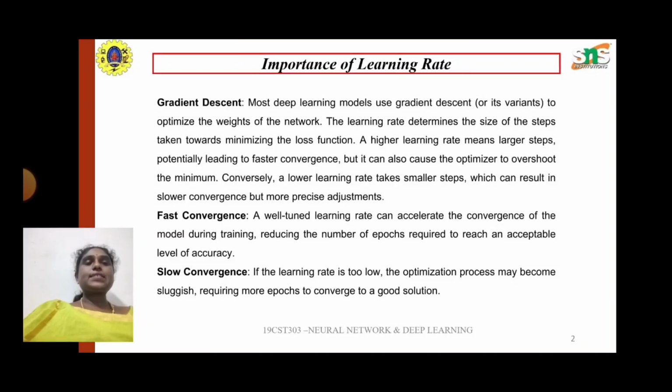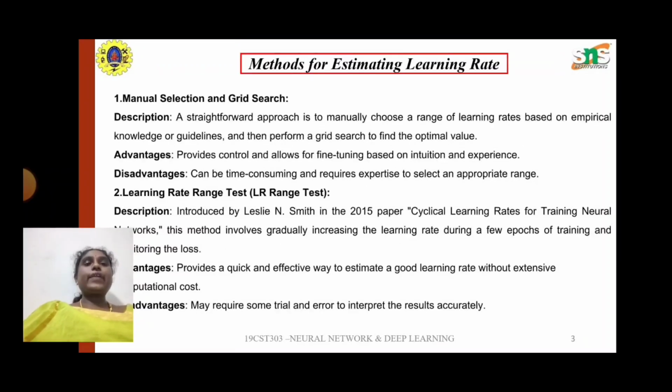The cyclic learning rate alternates the learning rate between a minimum and a maximum value over a fixed number of iterations. The benefit is that it helps explore the loss landscape more effectively, potentially finding a better local minimum or saddle point. The implementation uses a technique like triangular CLR or cosine annealing to set up cyclic learning rate schedules. Another approach is a grid search or a random search.